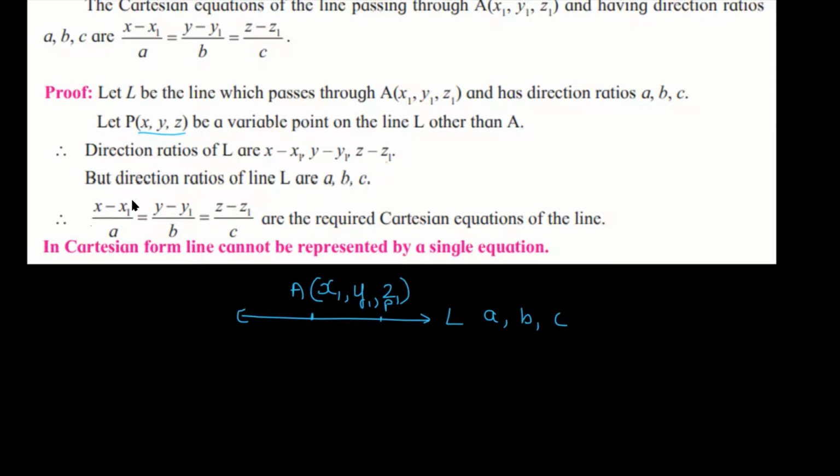So when we write the equations of a line in terms of its direction ratios, we get the Cartesian equations of the line. Now, as you can see, we do not have a single equation. We cannot have one single equation representing the Cartesian form. We have to have at least 3 equations depending upon the 3 coordinates of any point on the line. So, this becomes the Cartesian equations of the line.